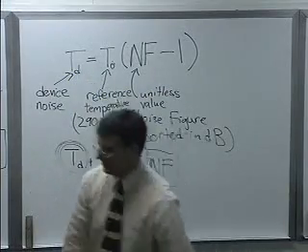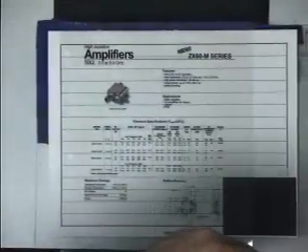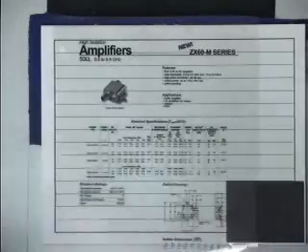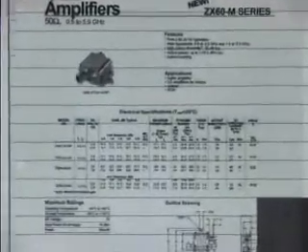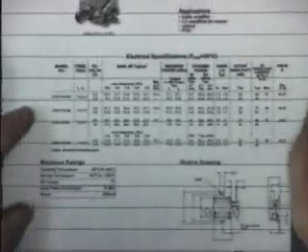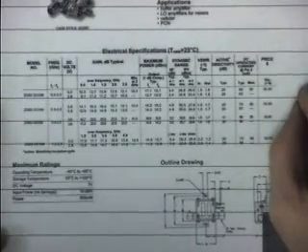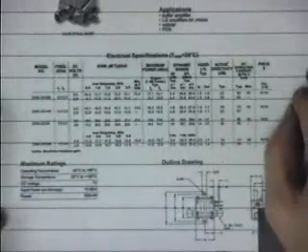I have some overheads I printed off the web, some common amplifier specs. I'm not even sure if my print is big enough to be seen, but let's go ahead and try. I'll read it off to you if you have trouble seeing. Oh, this might be too small. Oh, that looks better. Okay. Well, I'll read the numbers off that we see anyway.